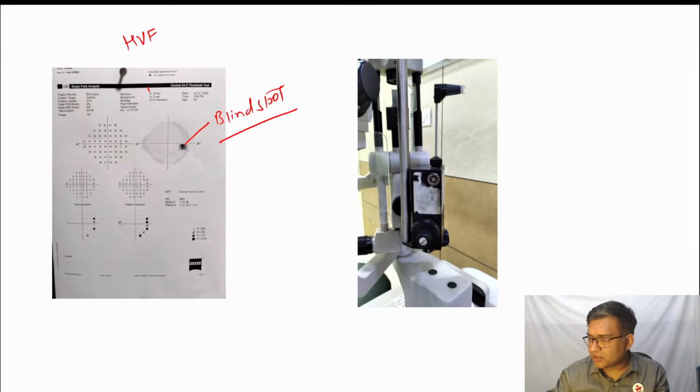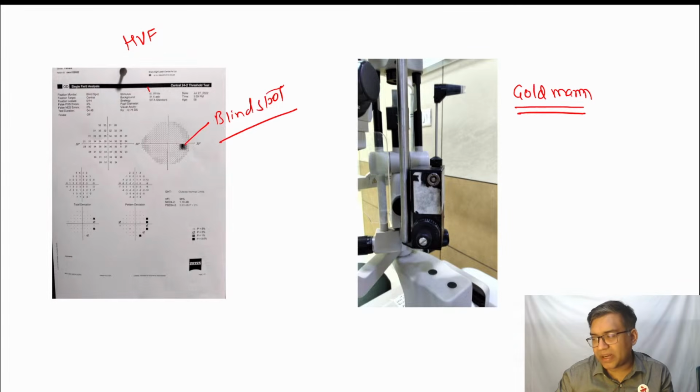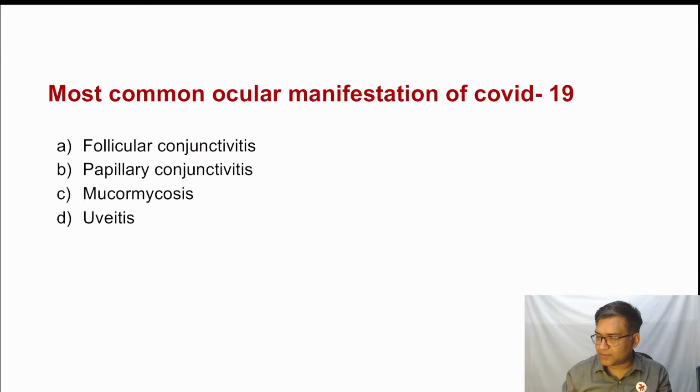and this is the Goldmann applanation tonometry. Okay, Goldmann applanation tonometry is the gold standard for measuring the intraocular pressure. Okay, let's move to our next question.